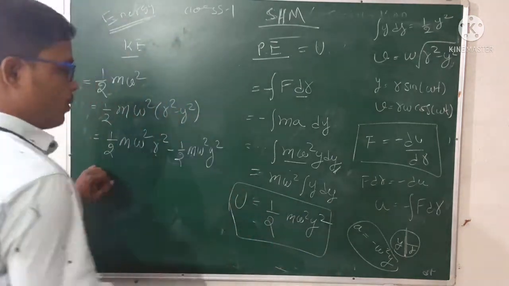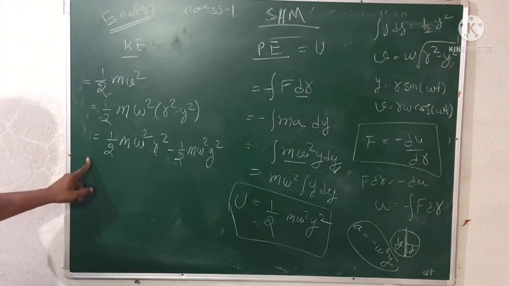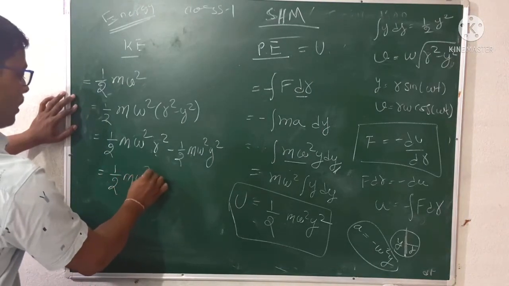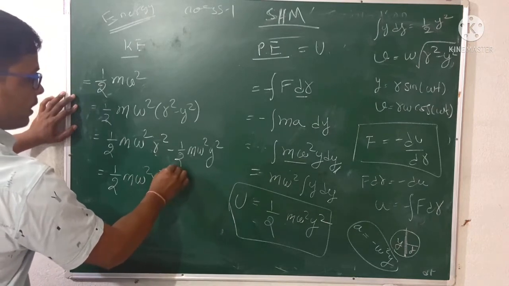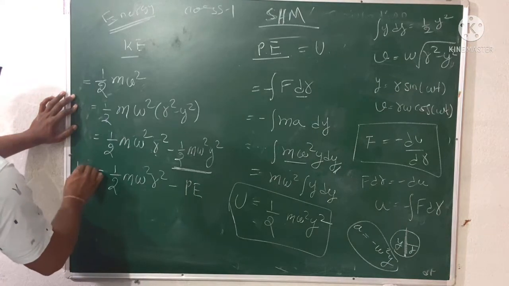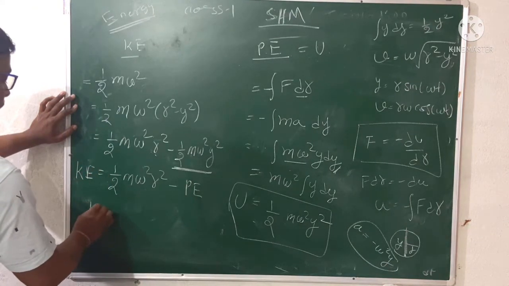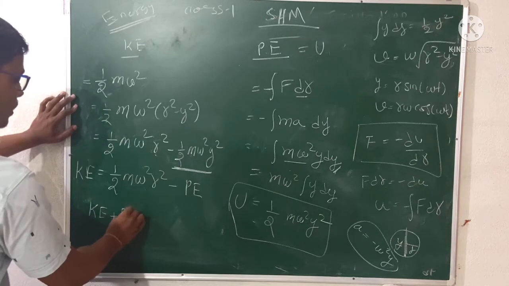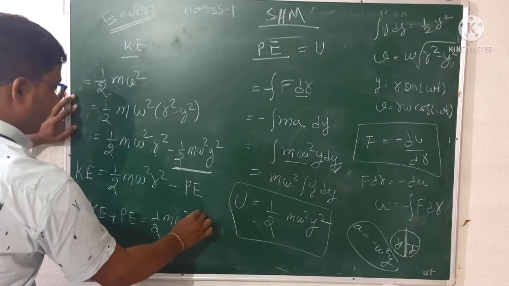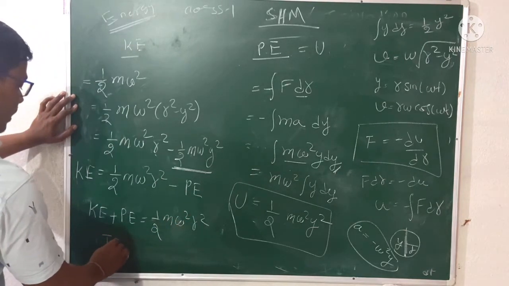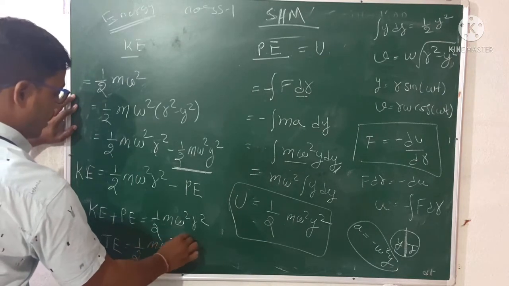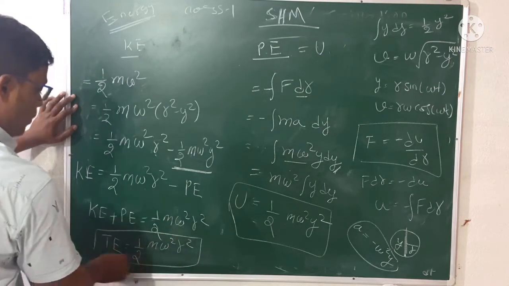Now you come to the kinetic energy. This is half m omega square r square minus this value, which is the potential energy, and this one is the kinetic energy. So kinetic energy plus potential energy, what value will it give? Half m omega square r square, which is nothing but the total energy. So the total energy is half m omega square r square.